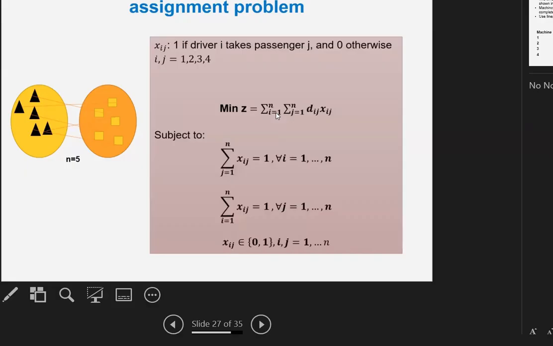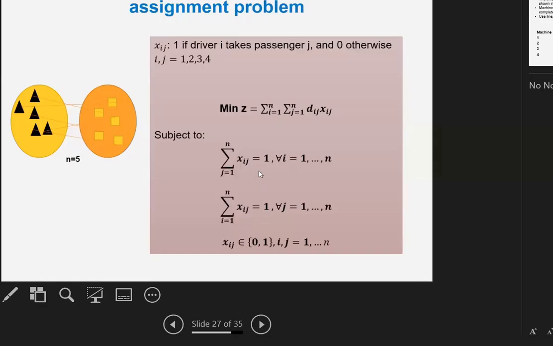Xij is 1 if driver i takes passenger j. What was it for transportation? Xij was not just 0 or 1. For transportation, it would be a positive value, including 0 and 1. But it could be the number of units, 2.5, 30, 5,000, whatever. Objective function is the same.